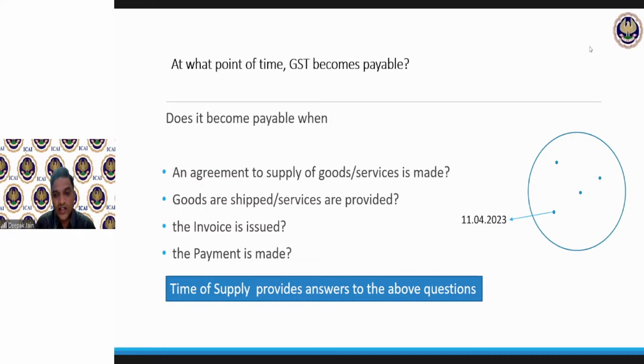Vaishali, on the del credere agent, we will come to that once we come to that respective topic, or at the end of the next session. Please remind me tomorrow. Then I'll clarify your doubt on del credere agent.